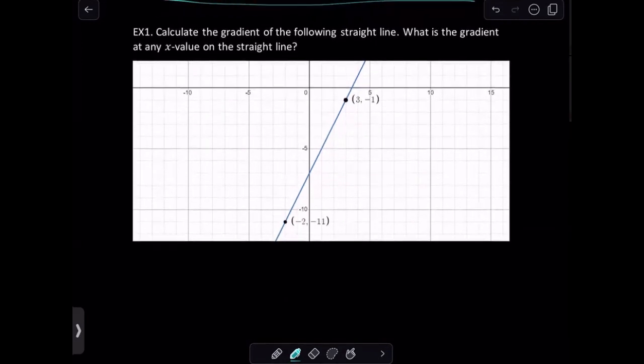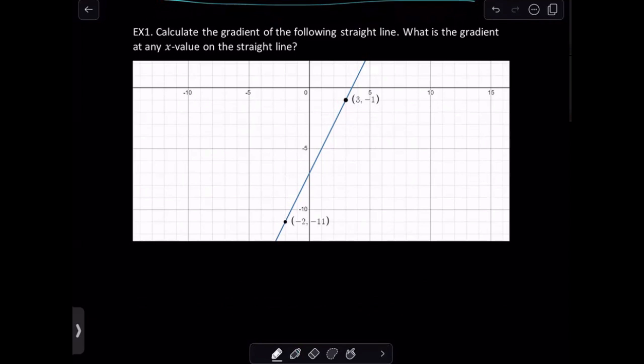I doubt you need me to explain it for you, but it says calculate the gradient of the following straight line, and what is the gradient at any x value on the straight line. Okay, so take a minute, complete it, and then we'll go through it. All right, let's go for the answer.